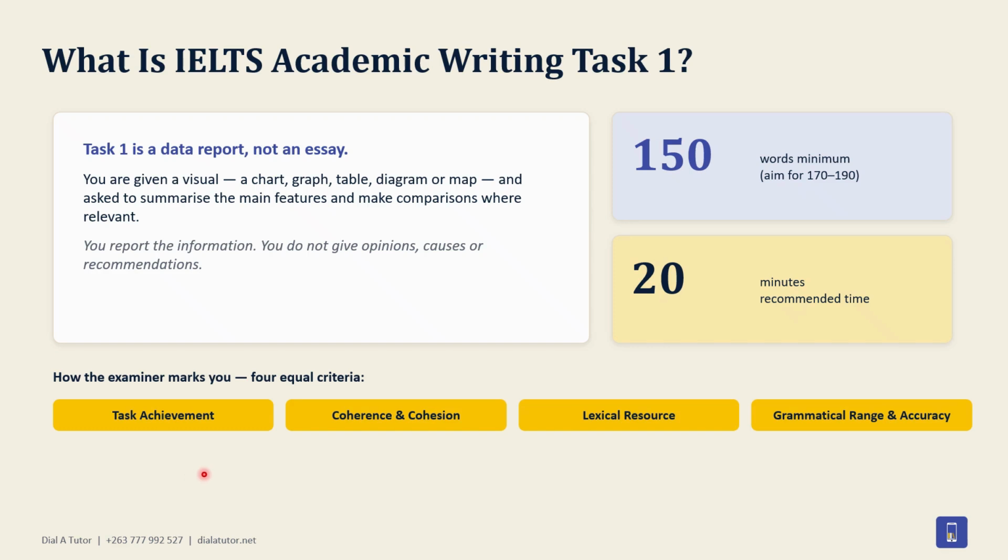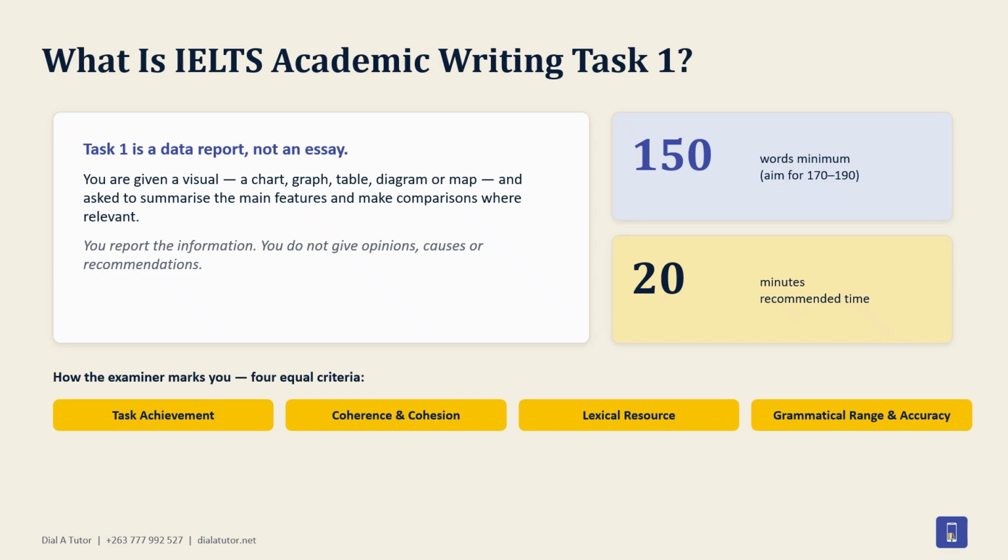Task achievement: in other words, did you answer the question and cover the key features? We have coherence and cohesion: is your writing organized and well linked? Lexical resource: in other words, we are looking at your vocabulary. Then there is also grammatical range and accuracy: in other words, your grammar. So today's lesson will definitely help you cover all 4.